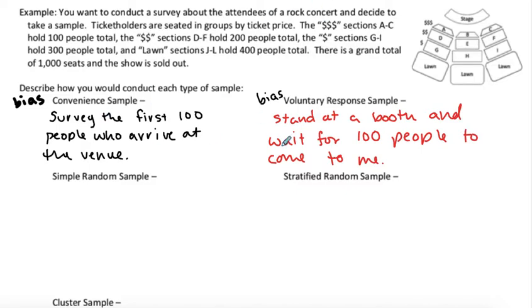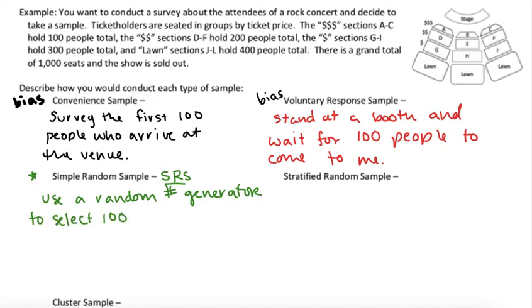Again, both of these are not good ways to sample. The first one that is a good way to sample is called a simple random sample, and we call this an SRS. We'll use this notation frequently. This is where we would say, let's use a random number generator and select 100 numbers from all 1,000 seats.